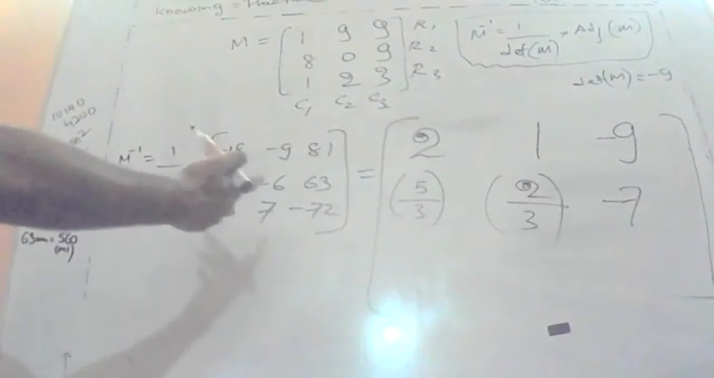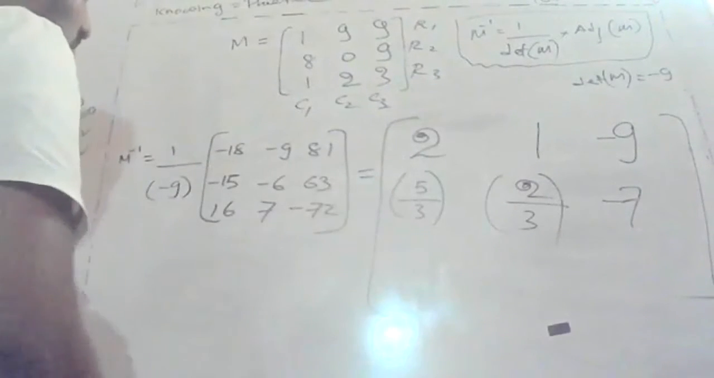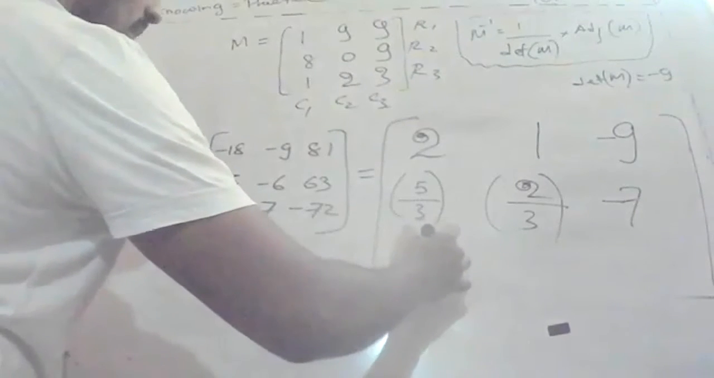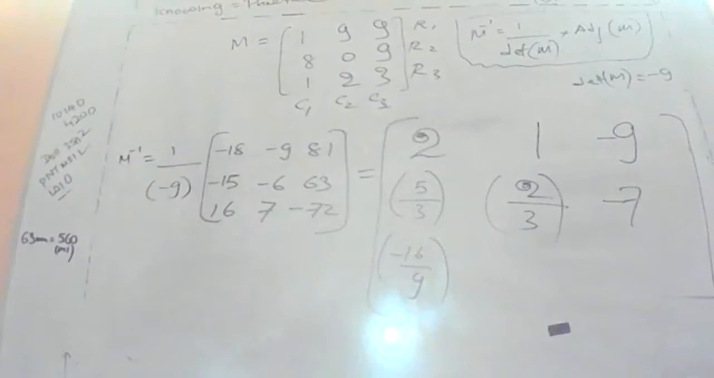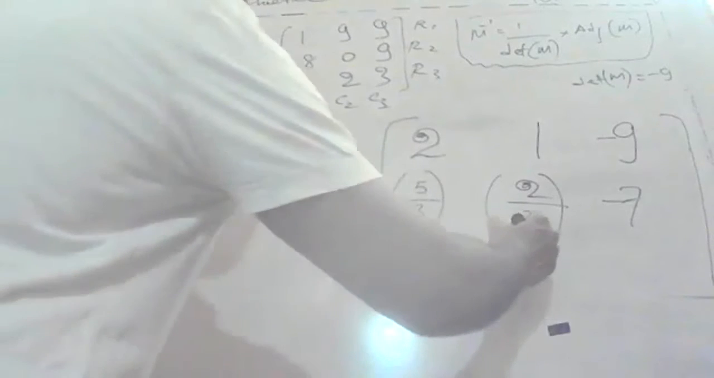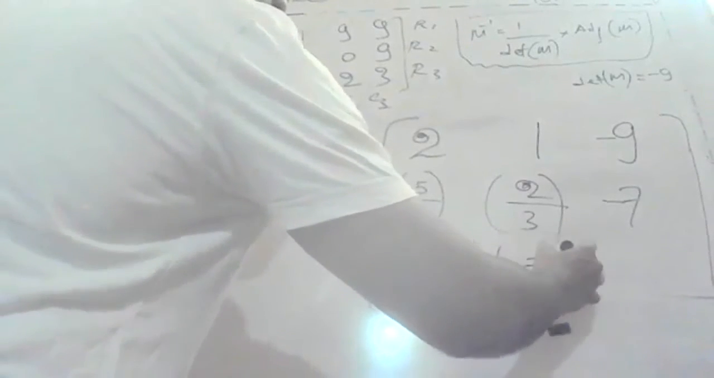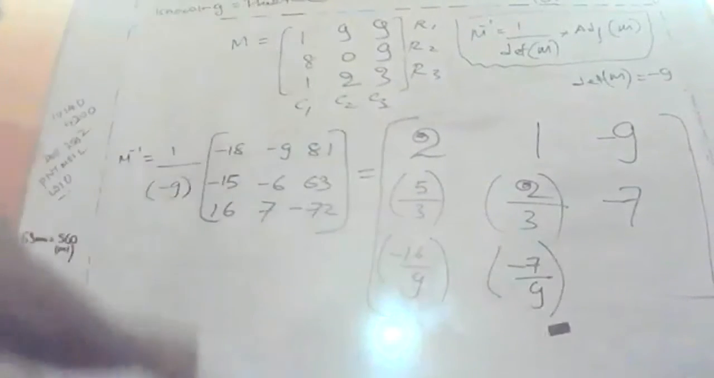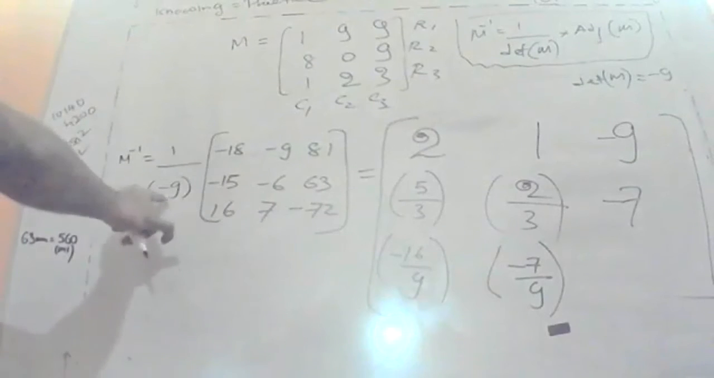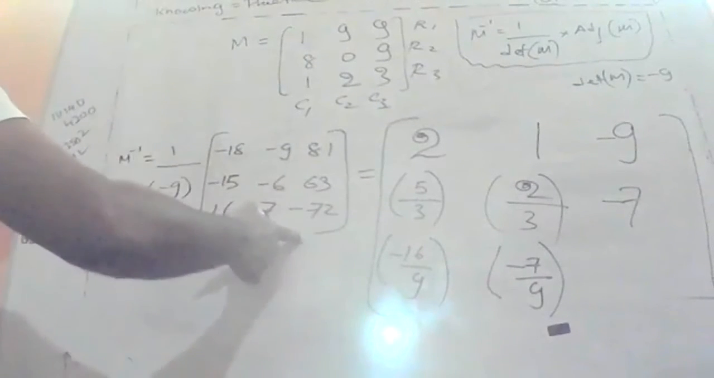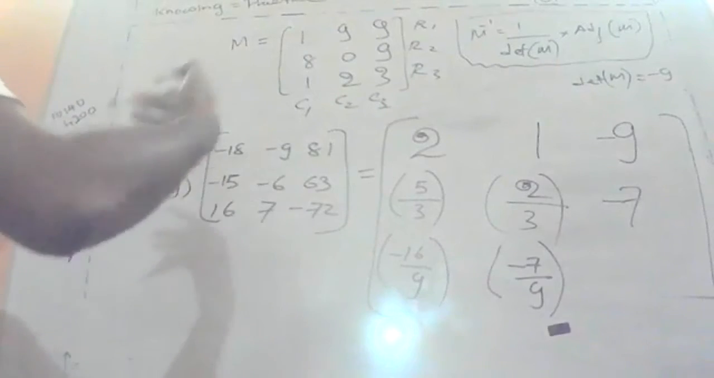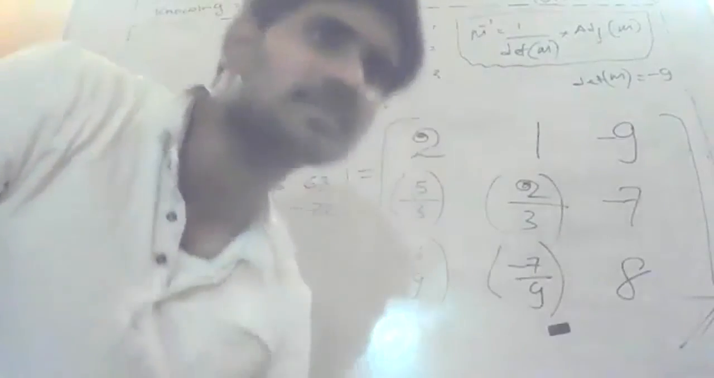And this one, of course, you can't divide nicely. So you have to put minus 16 divided by 9 because you can't divide nicely. So this is minus 7 by 9. And this one, 9 into 8, 72. Negative, negative, so it is positive. 9 into 8, so positive 8. So this is the inverse matrix after.